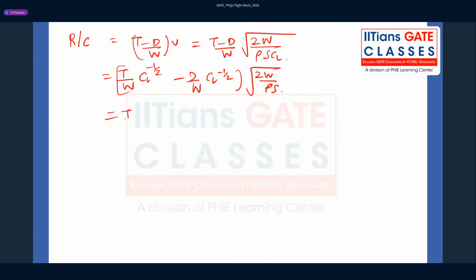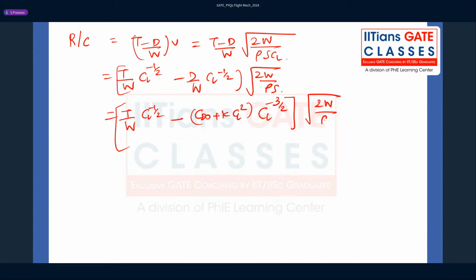So simplify this. You'll have T by W times CL to the power minus half, minus D by W. You can just write the D by W as simply CD naught plus K CL square, right? So which means I'll have CD naught plus K times CL square, and simplifying this, you'll get a CL to the power minus 1 again. So you'll have CL to the power minus 1 by 2, which is minus 3 by 2. The math is pretty simple, you can just do it. So this will be the square root of 2W by rho S, right?